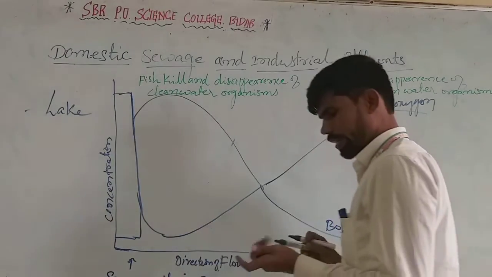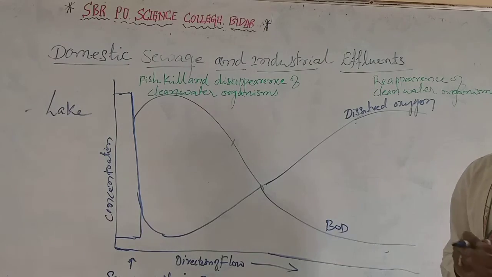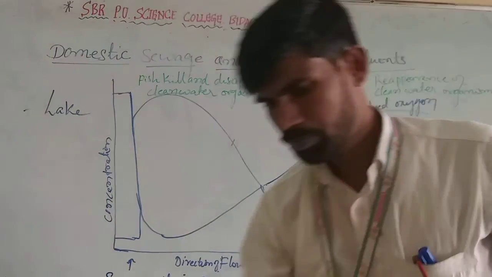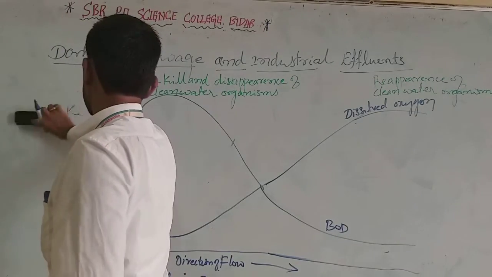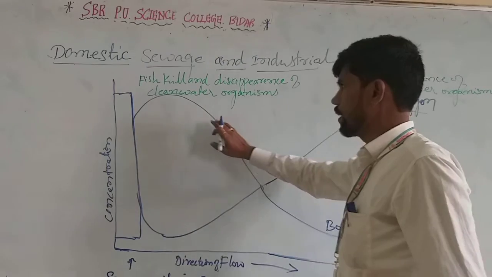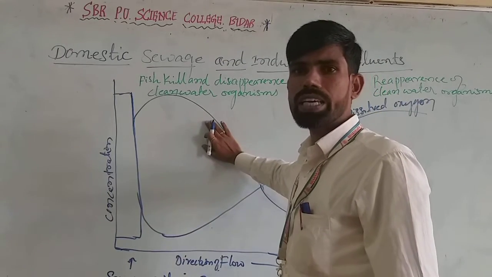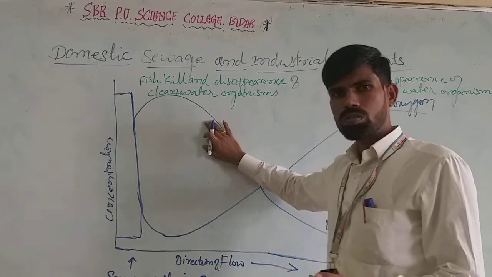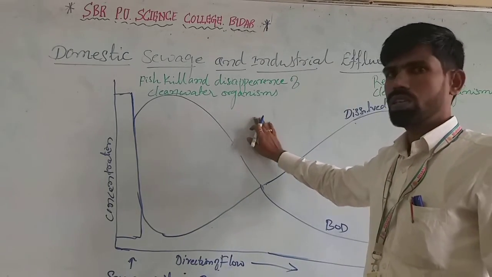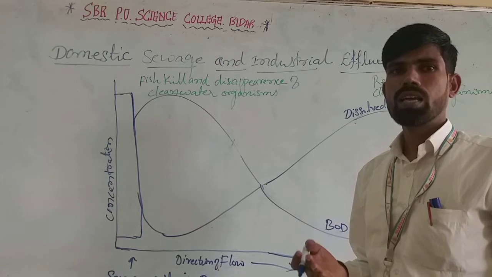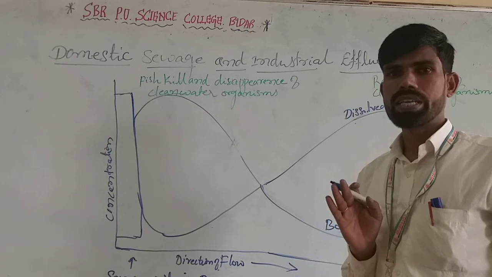You are taking a water body. It may be a lake or river. What happens? You see, here organic matter. Organic matter you know very well: the fecal matter, cloth, then paper fibers. These are decomposed by what? Bacteria. Bacteria are very necessary.